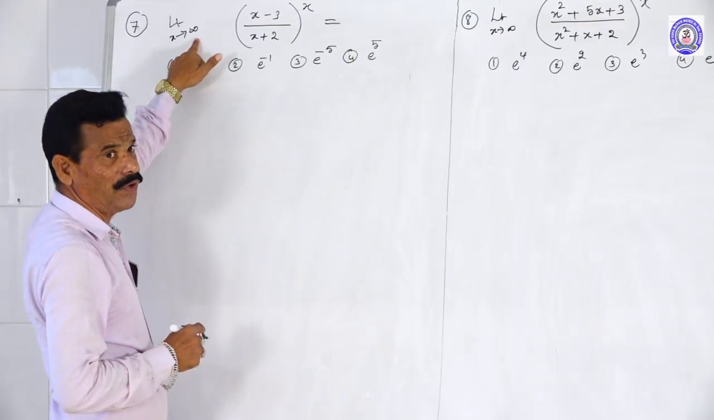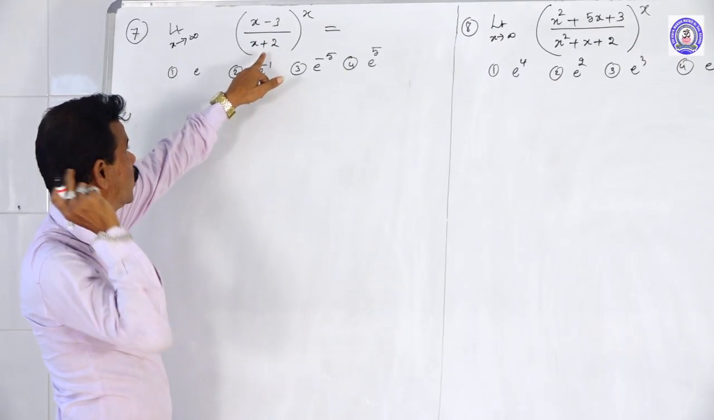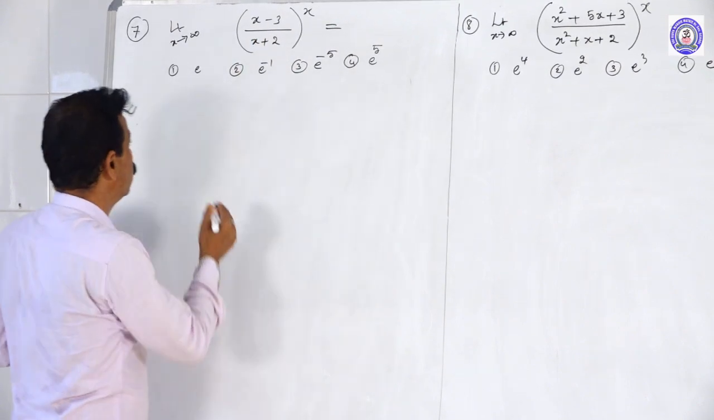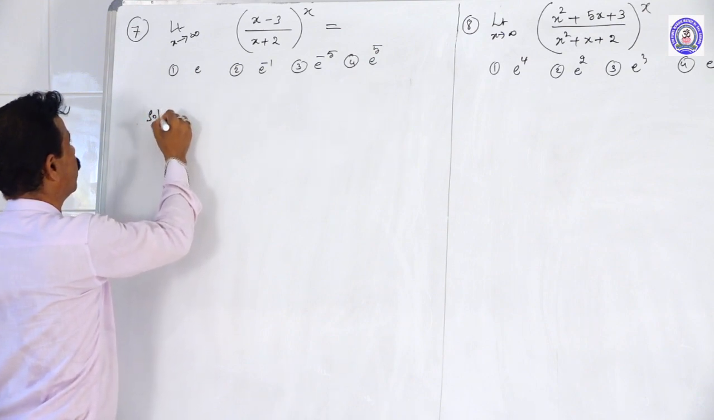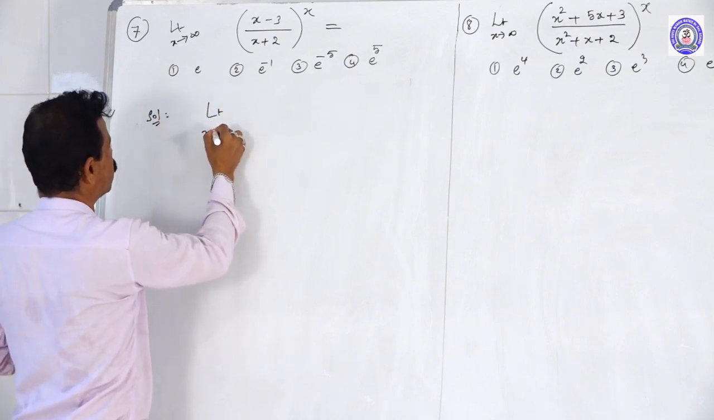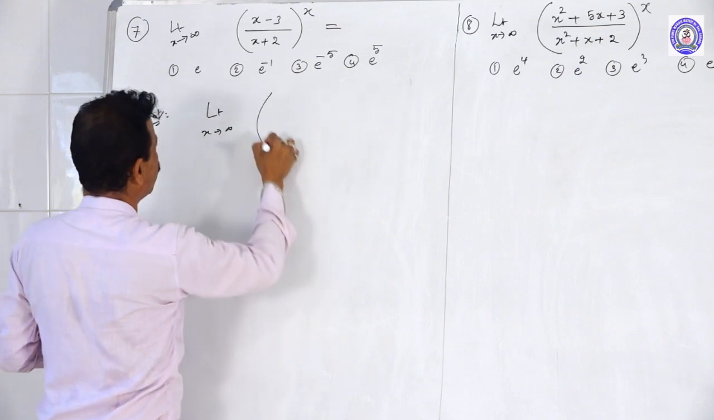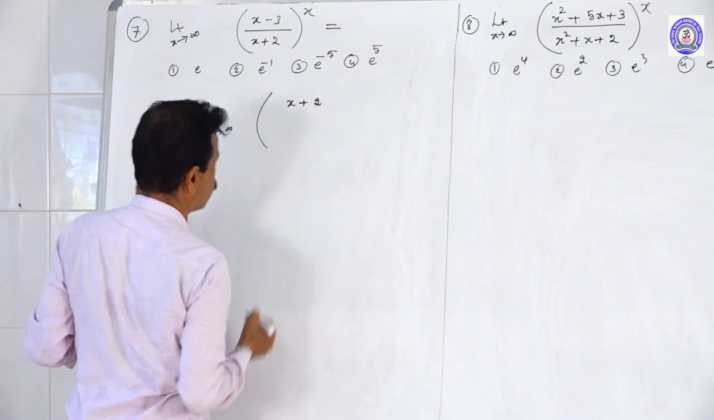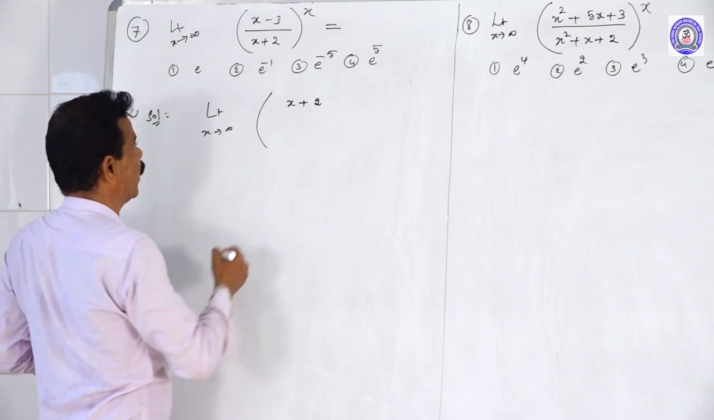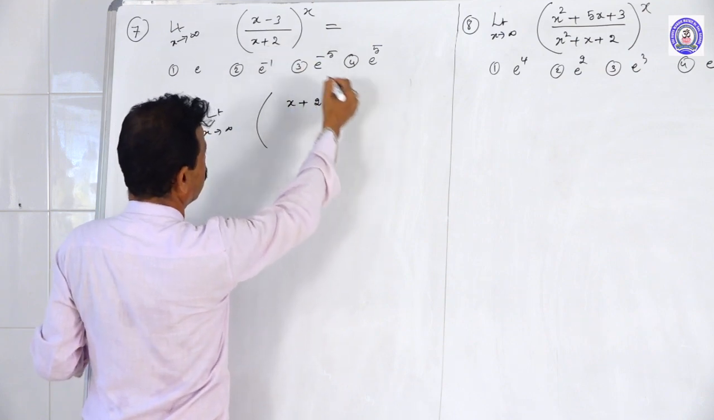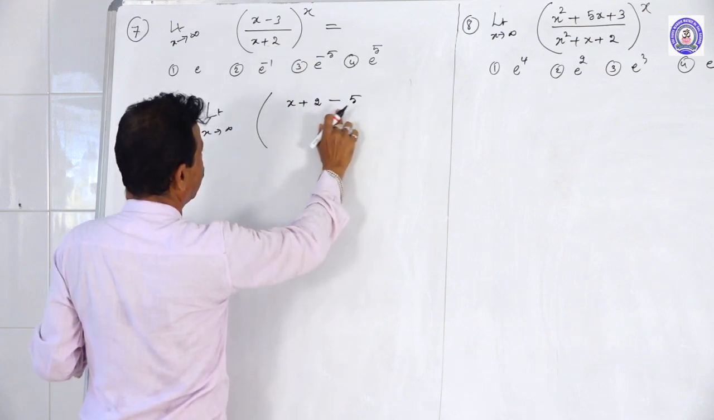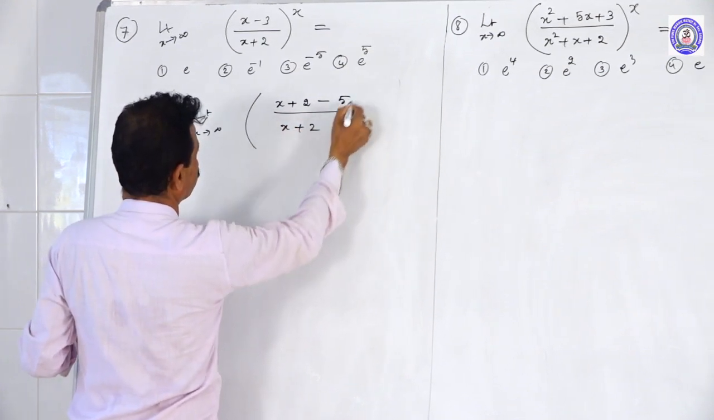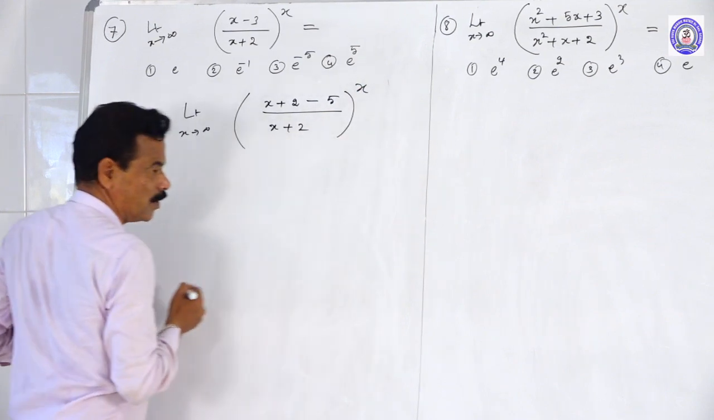Here limit x tends to infinity of ((x minus 3) by (x plus 2)) power x. It is converted to the previous problem. Solution. Limit x tends to infinity. The denominator is x plus 2, and here also x plus 2 in the numerator. The actual numerator has minus 3, so we put minus 5: 2 minus 5 is minus 3, balanced. The denominator is (x plus 2) power x.